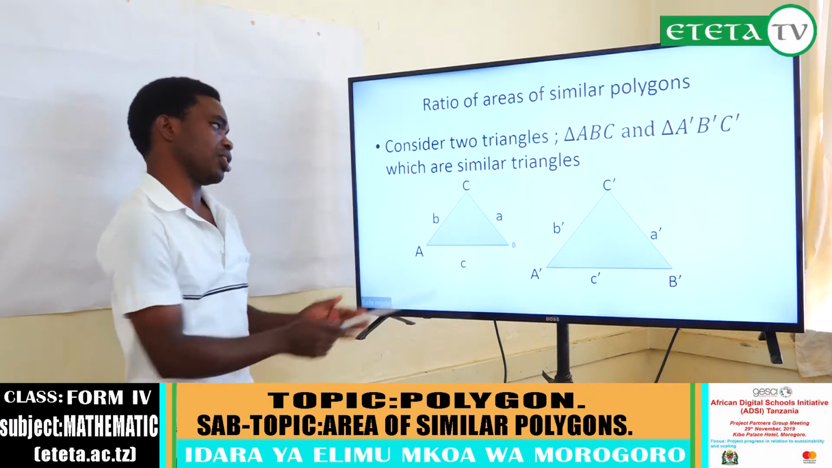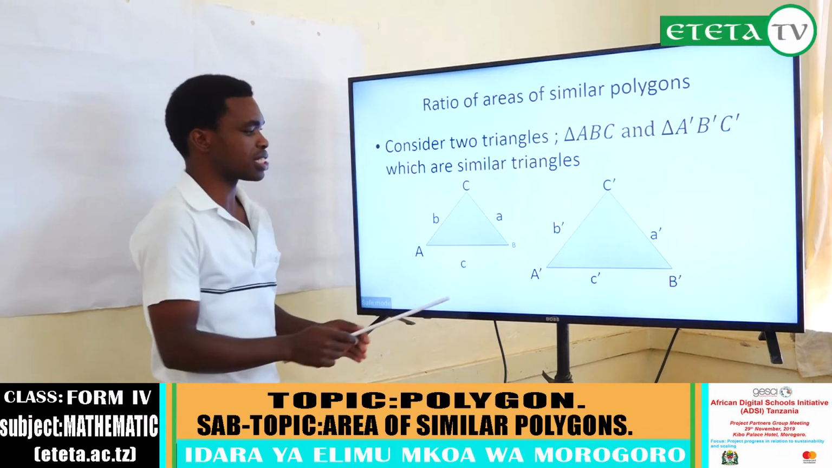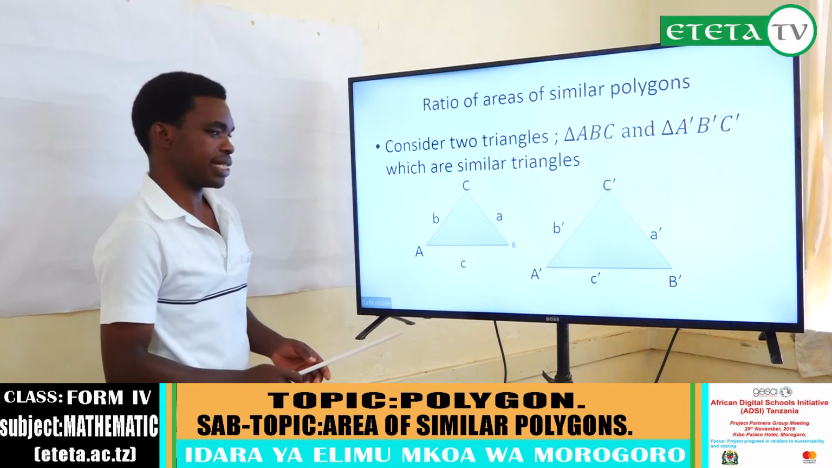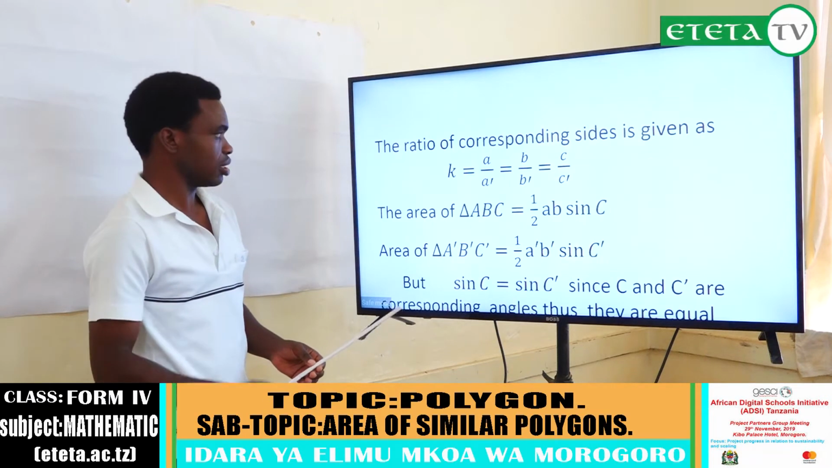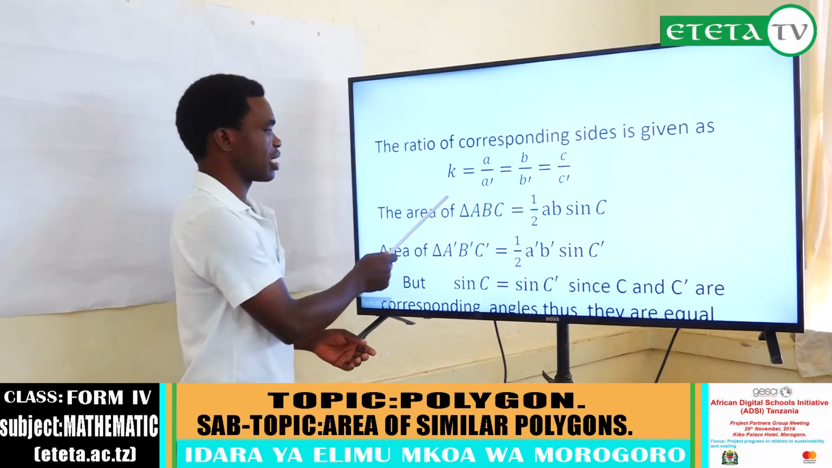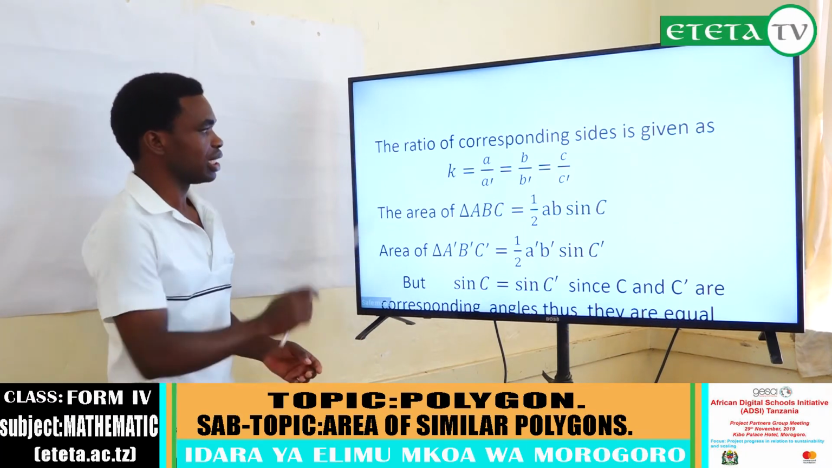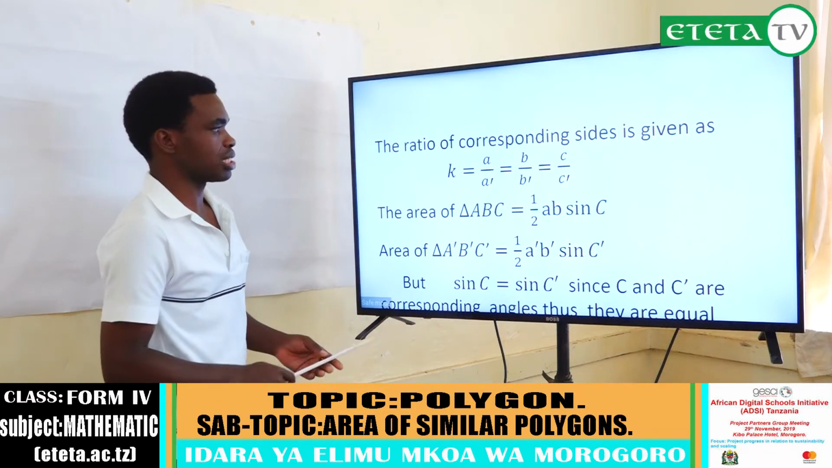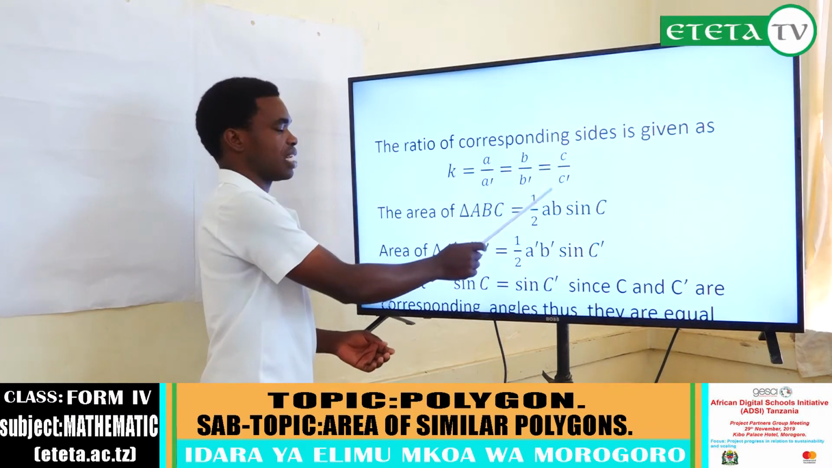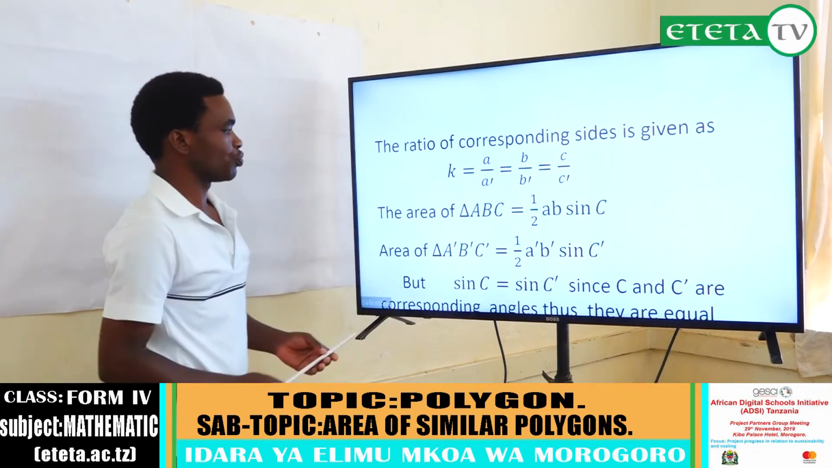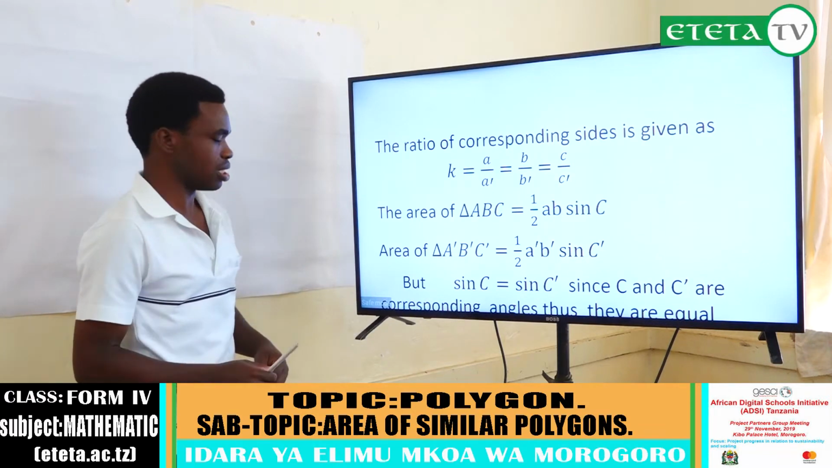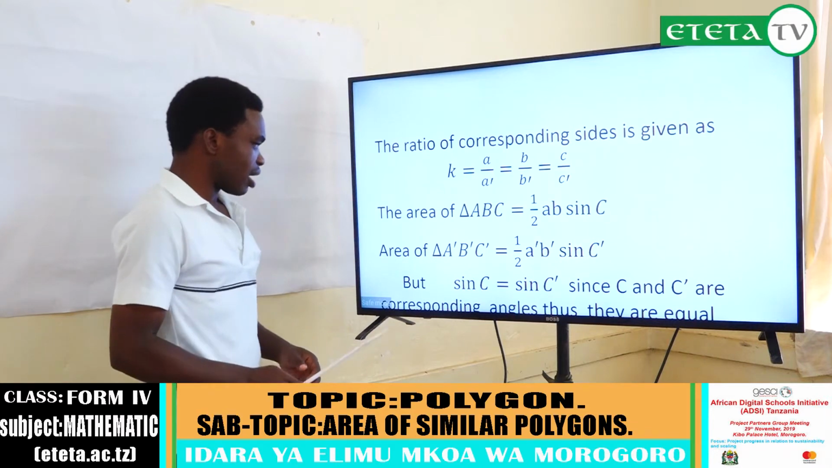And as we said, for similar polygons, the ratio must be constant. So we expect that we are going to get the same answer. And that ratio, let us name it k. Let us use k to denote the ratio for corresponding sides. It will be a over a dash, b over b dash, c over c dash. All of these should be equal. Otherwise, the triangles will not be similar.